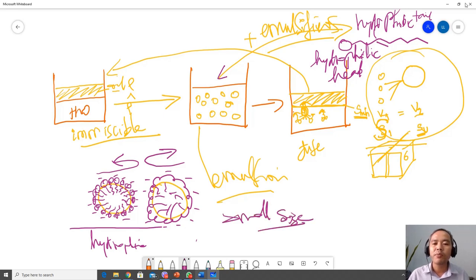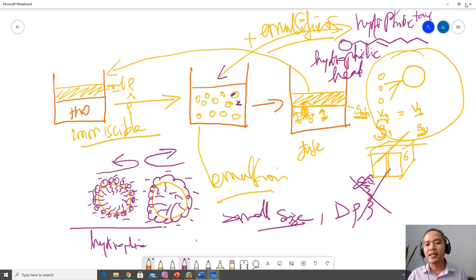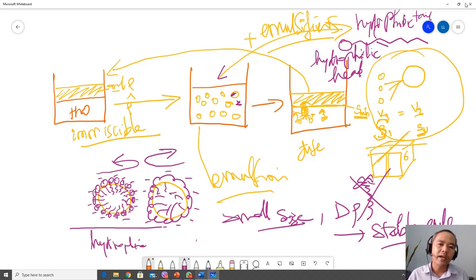That means they will maintain a small difference in density between the fat and the water, so they do not move up very fast. Maybe it takes a year or a month to move up. And then we call this emulsion stable, because it does not separate anymore.